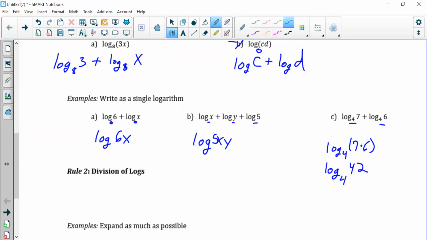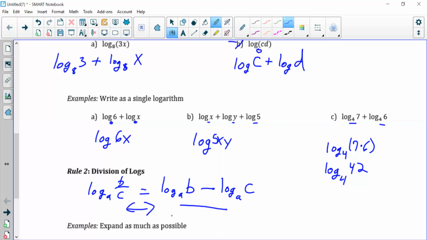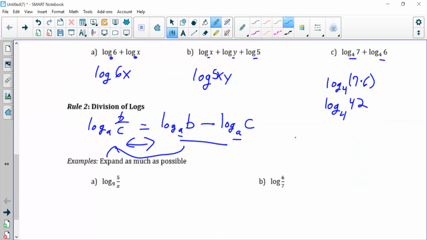All right, rule number 2, the division of logs. And this says that the log, and once again, make sure the same base if you're going backwards. The log base a of b divided by c is equal to the log base a of b minus the log base a of c. We go both ways. Remember, if you're going from this form to that form, check that your bases are the same. You cannot apply this property if the bases are not the same.